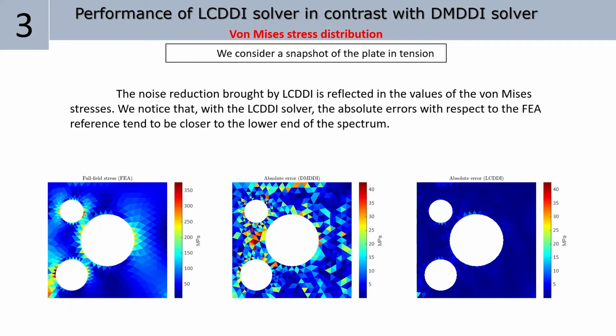And then we chose to directly visualize the mechanical stresses computed by the solvers, and for that we picked one of the loading cases from our input data, and we plotted the distribution of absolute errors for the von Mises stresses computed by each solver. And by looking at the distribution of those errors, we can see that with LCDDI, the errors are on the lower end of the spectrum, which shows the superior performance of LCDDI.